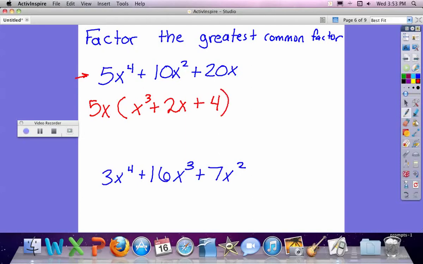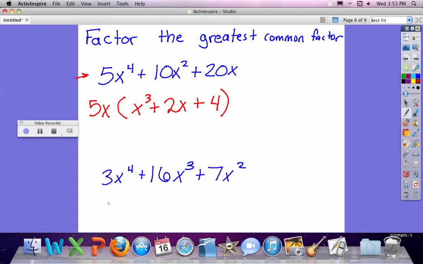Now I look at my next problem. I have 3x to the fourth plus 16x to the third plus 7x squared. When I look at the numbers, the coefficients, 3, 16, and 7, they have nothing in common, so I'm not going to be able to factor out a number. So I look at my x's. I have x to the fourth, x to the third, and x squared. I will be able to factor out the x to the smallest exponent.